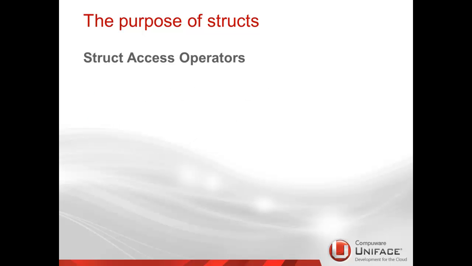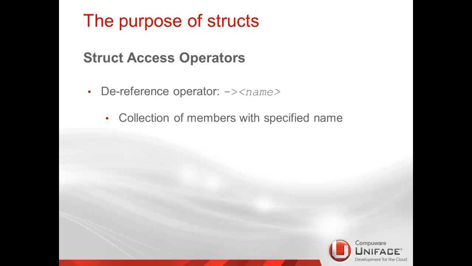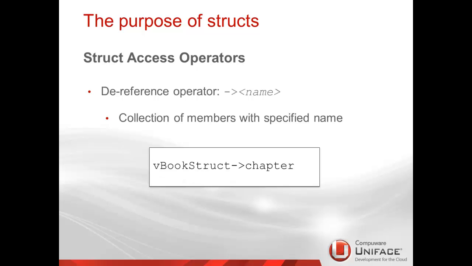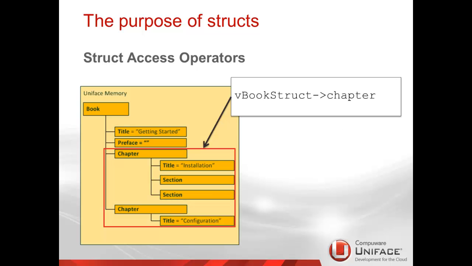Next, we'll cover the struct access operators. There we have the dereference operator by name. It returns a collection of references to all struct members with a specified name. It looks like this. So here we have vBook struct dereference chapter. And to make it more visible, here we can see how to access the member by name. For example, with this instruction, we get all struct members named chapter.